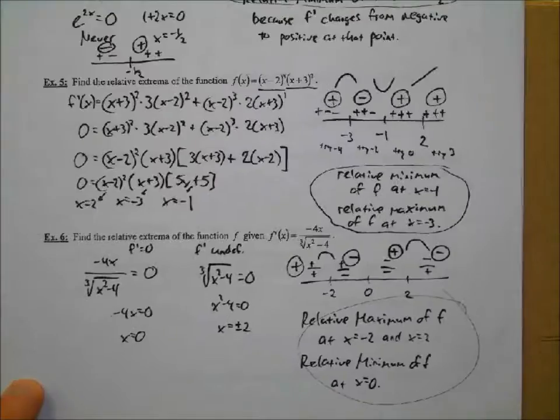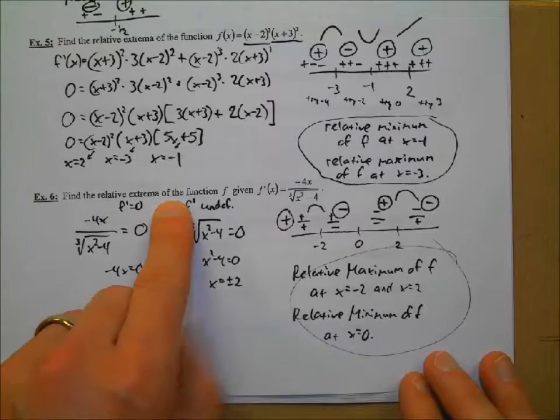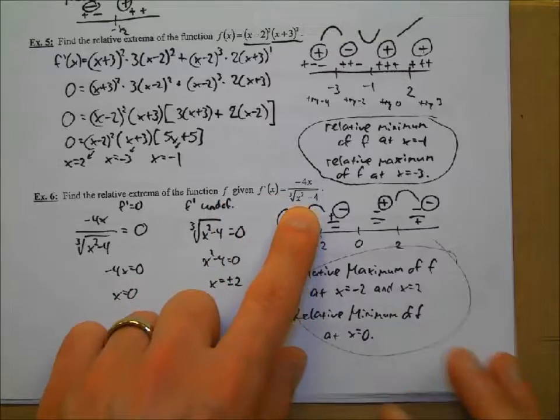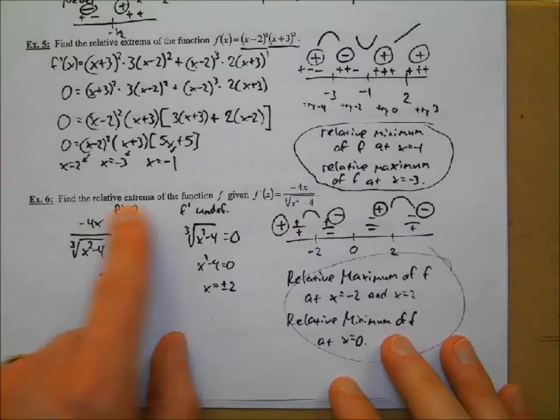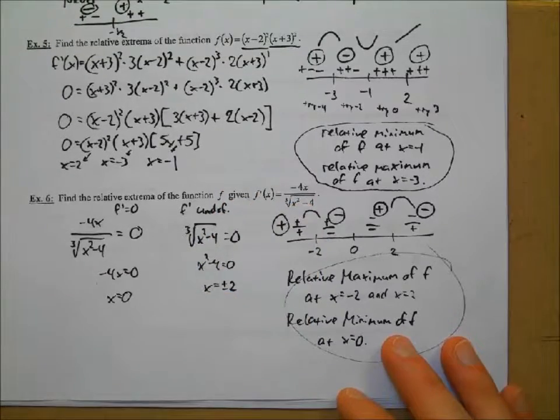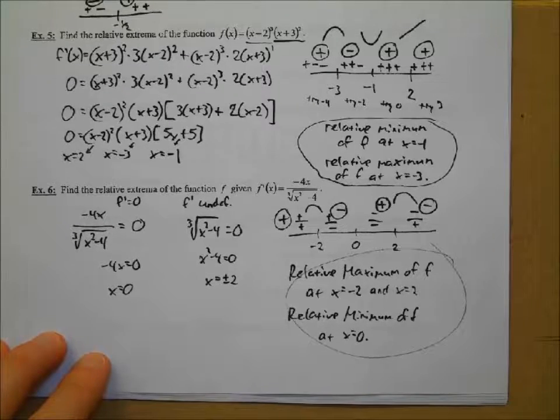All right, number 6. Find the relative extrema of the function f given f prime of x is negative 4x over cube root of x squared minus 4. So we're finding the relative extrema of f, but we're given the derivative already. So we don't have to take the derivative. That's nice, because this would have been a yucky derivative to take, with the quotient rule and all that stuff. So instead, we'll use the derivative here.